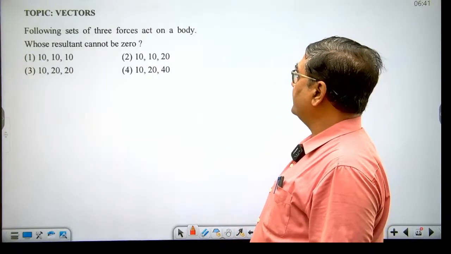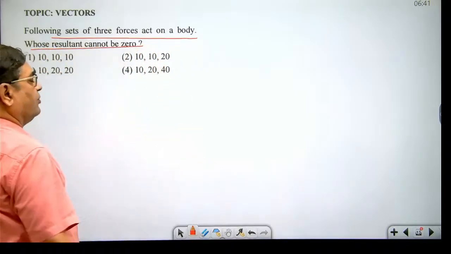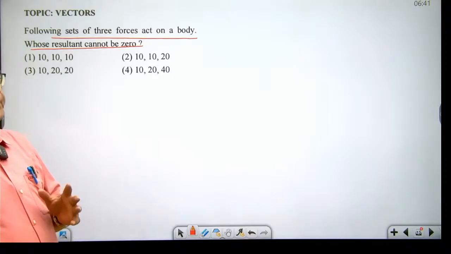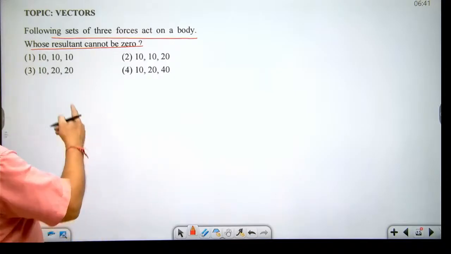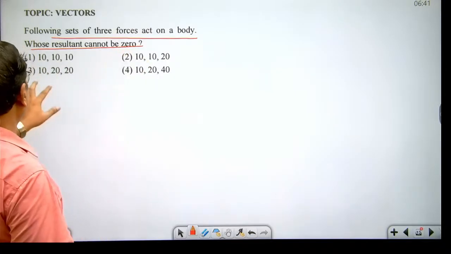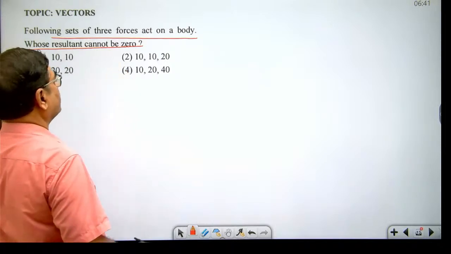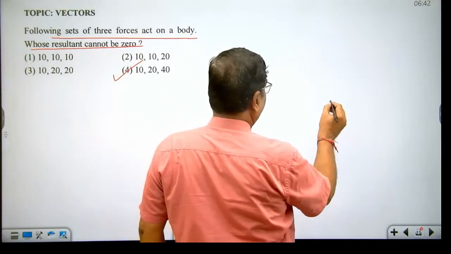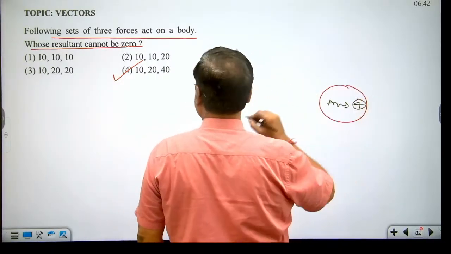Following sets of 3 forces act on a body, whose resultant cannot be 0. When 2 vectors are added, maximum value becomes p plus q if vectors are p and q. Minimum is p minus q. 10, 10: maximum 20, minimum 0. So this can become 0. 10, 10 and 20: maximum 30 and minimum 10. So this can also become 0. 10 and 20: maximum 30. So this cannot become 0. So out of 4 choices, the correct choice is option 4. Option 4 is the correct answer. In this case, resultant cannot become 0.